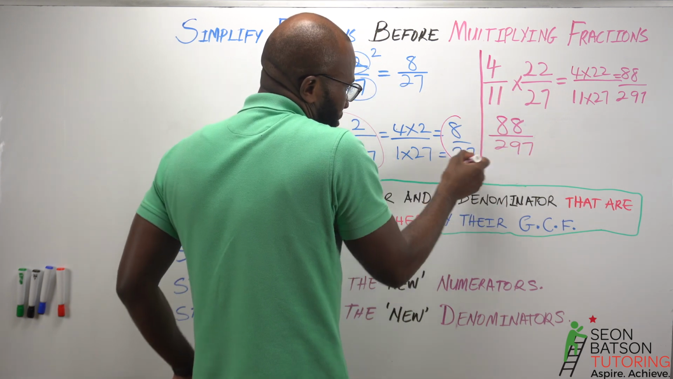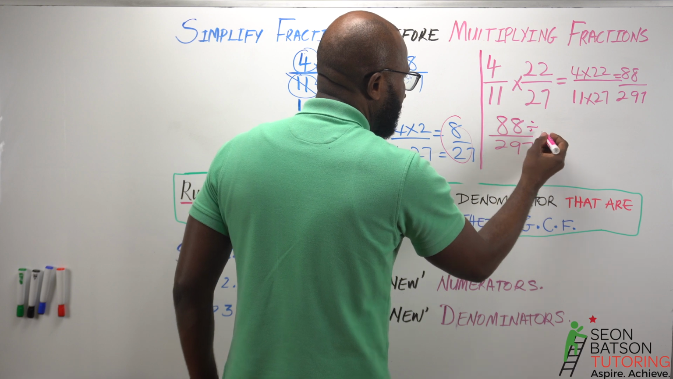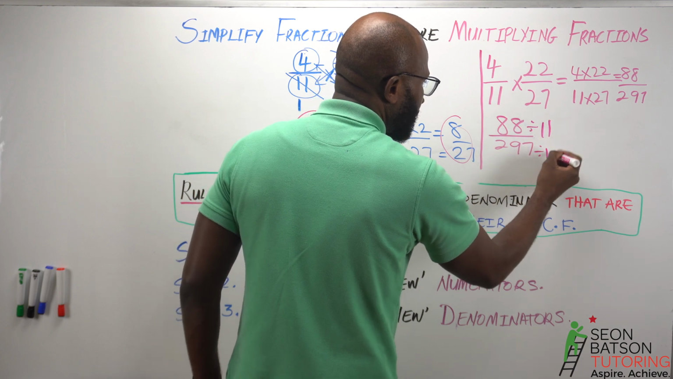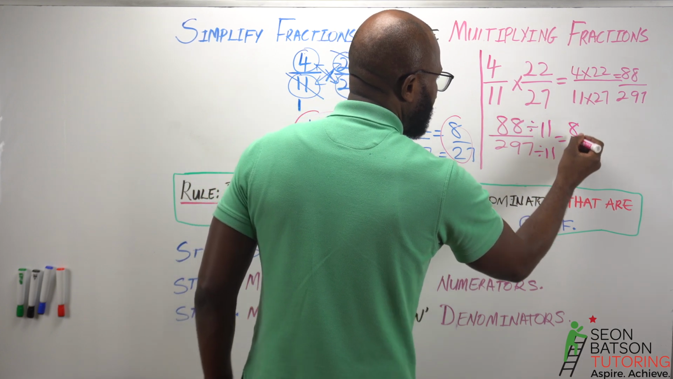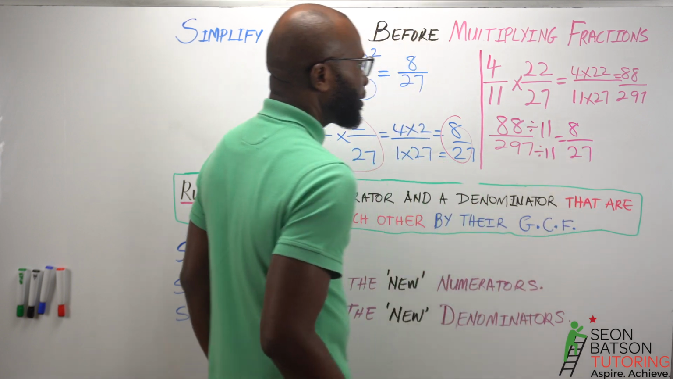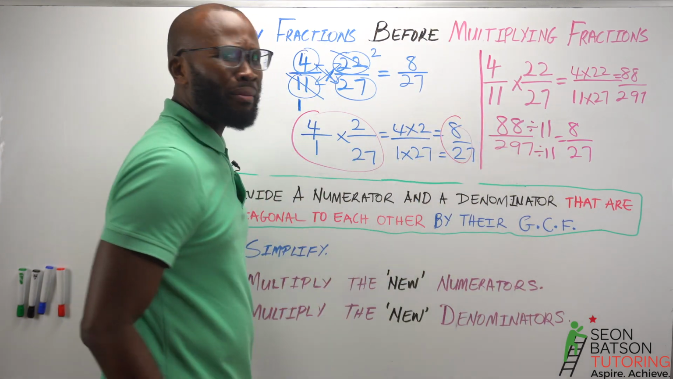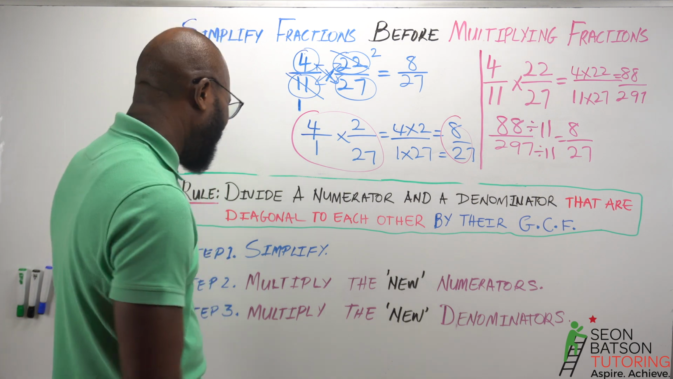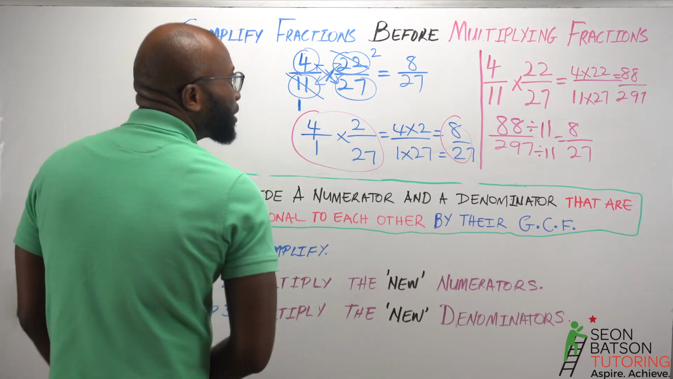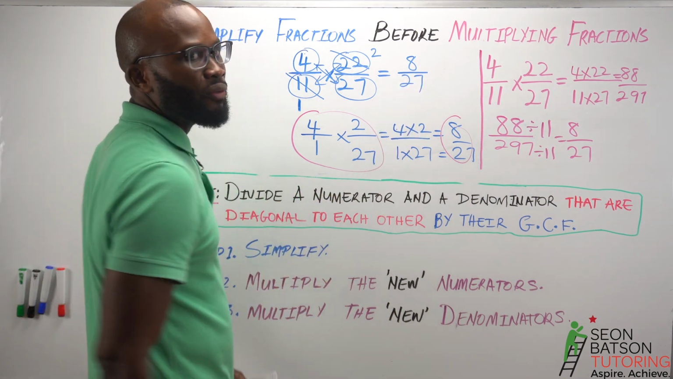We will get the same answer if we divide both by 11, yes? We'll still get 8 over 27. But why choose to work with those big numbers? Why would you want to do that? Don't do it, okay? All right. So again, our final answer is 8 over 27.